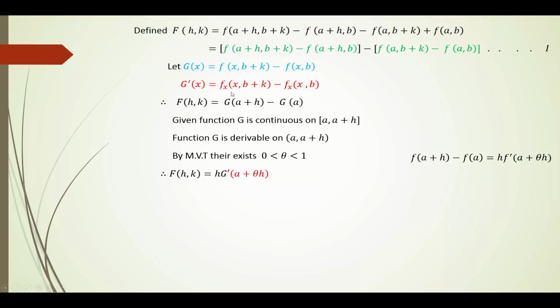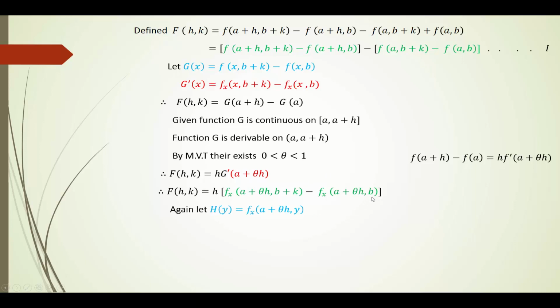g dash x equals fx of x, b plus k. Here fx means the variable is x, so the x coordinate is x. Here the variable is a plus theta h, so the x coordinate is a plus theta h, meaning h into the bracket fx, where the x coordinate is a plus theta h and the y coordinate is b plus k, minus fx, where the x coordinate is a plus theta h and the y coordinate is b. So h into fx of a plus theta h, b plus k minus fx of a plus theta h, b.